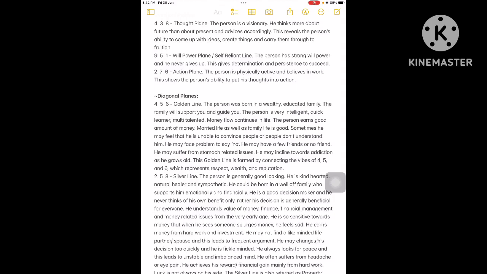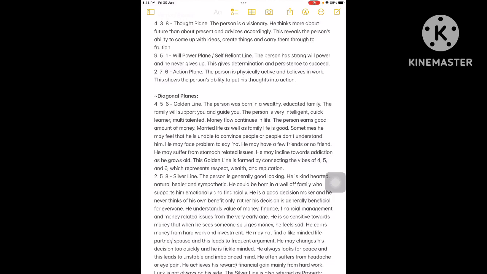Sometimes he may feel that he is unable to convince people or people don't understand him. He may face problems saying no. He may have a few friends or no friends. He may suffer from stomach related issues. He may incline towards addiction as he grows old. The golden line is formed by connecting the vibes of 4, 5 and 6, which represent respect, wealth and reputation.